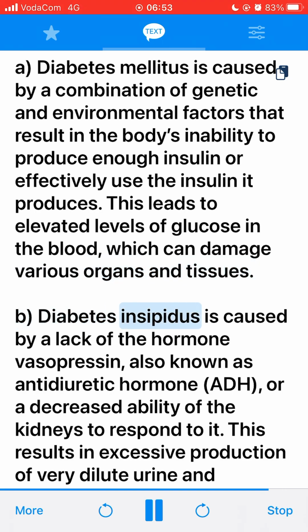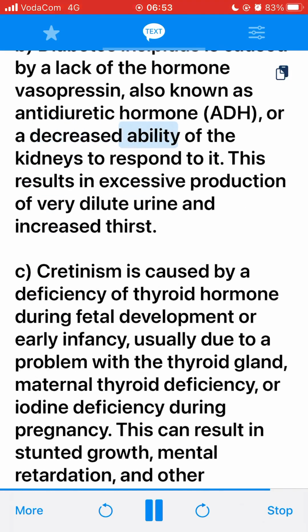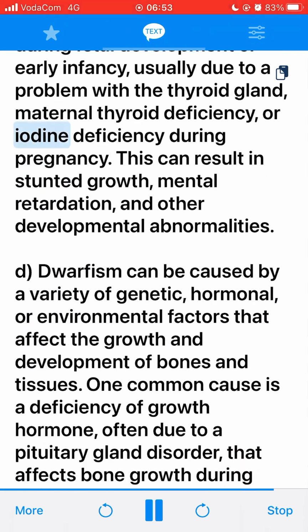B. Diabetes insipidus is caused by a lack of the hormone vasopressin, also known as antidiuretic hormone ADH, or a decreased ability of the kidneys to respond to it. This results in excessive production of very dilute urine and increased thirst. C. Cretinism is caused by a deficiency of thyroid hormone during fetal development or early infancy, usually due to a problem with the thyroid gland, maternal thyroid deficiency, or iodine deficiency during pregnancy. This can result in stunted growth, mental retardation, and other developmental abnormalities.